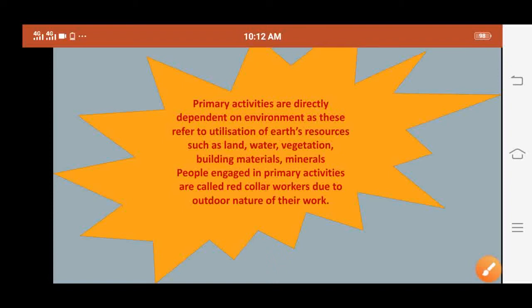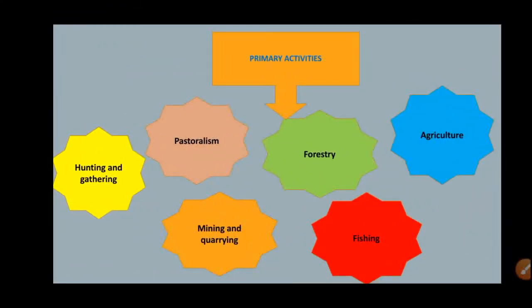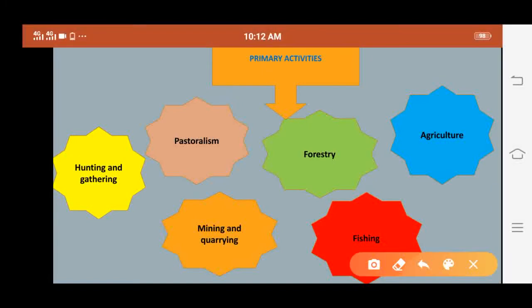Now, let us see the classification or the types of primary activities that are practiced throughout the world. So, primary activities can be classified into the following, as you see, 6 categories. These are number 1, hunting and gathering, number 2, pastoralism, number 3, forestry, number 4, agriculture, number 5, mining and quarrying, and number 6, fishing. Okay, so these are the 6 categories or types of primary activities. Now, what we will do is see the characteristics and the distribution of these activities in the world in detail.